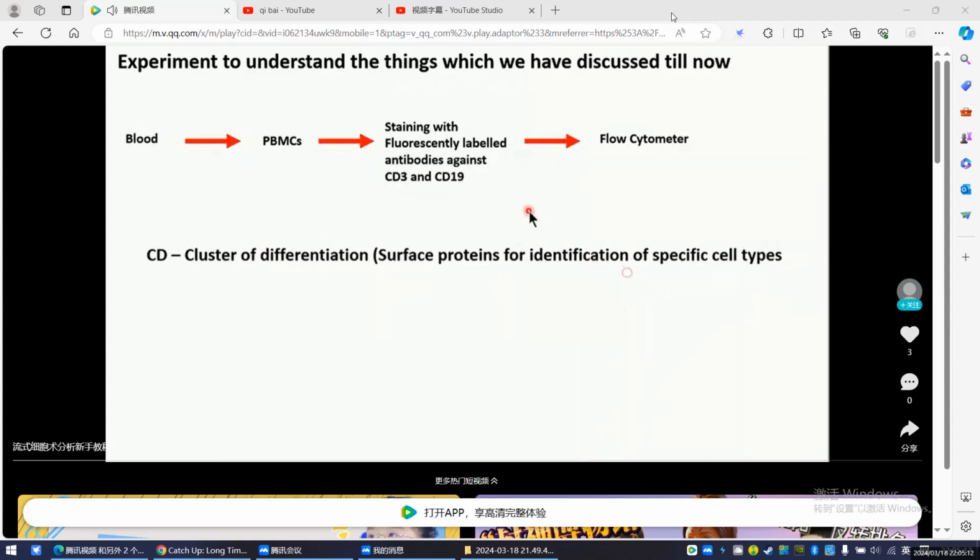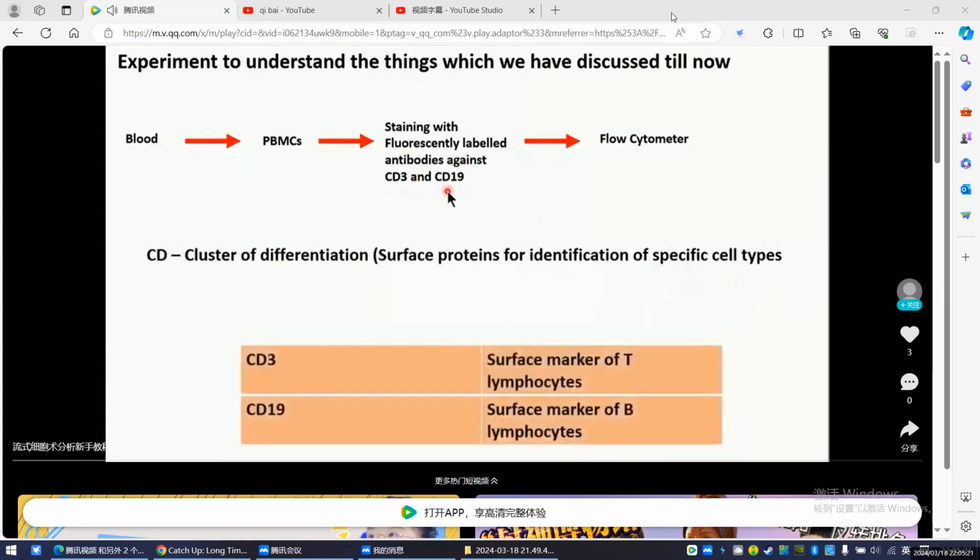So in this experiment we are using antibodies against two CD molecules. One is CD3 and one is CD19. In this table you can see that CD3 is a protein present as a surface protein on T lymphocytes, and CD19 is present as a surface protein on B lymphocytes. So by using these two proteins I can differentiate between T lymphocytes and B lymphocytes.